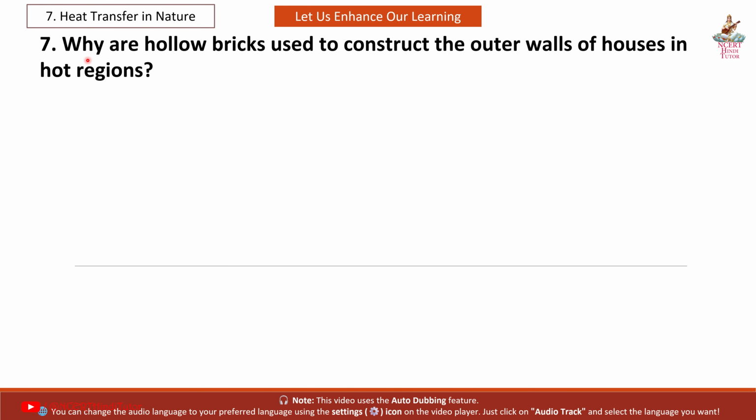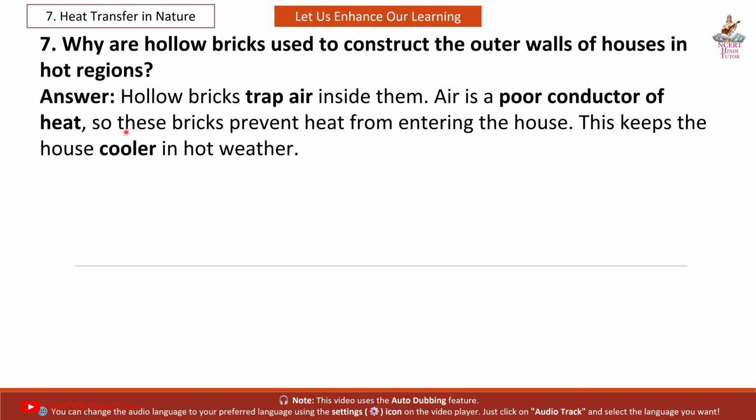Question 7. Why are hollow bricks used to construct the outer walls of houses in hot regions? Answer. Hollow bricks trap air inside them. Air is a poor conductor of heat, so these bricks prevent heat from entering the house. This keeps the house cooler in hot weather.